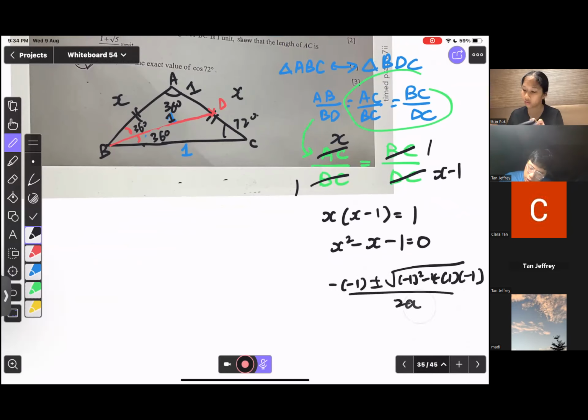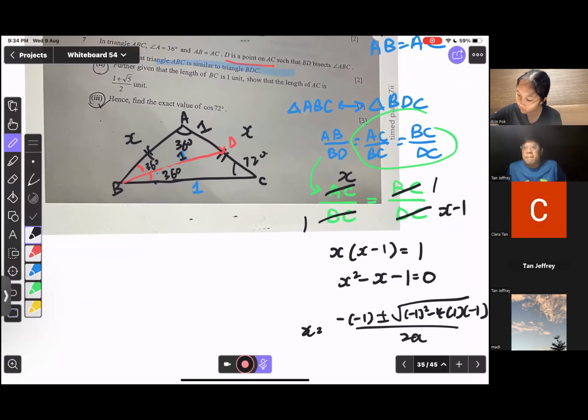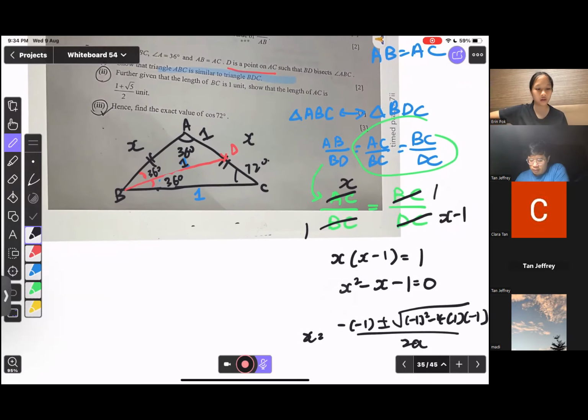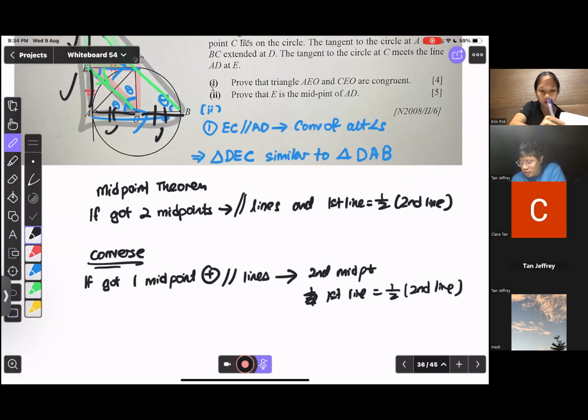Over 2A. I think you should get an answer from here. Okay, I got it. Then part 3. Part 2, I know how to. Yeah, it's just cosine rule. It's so obvious they put cosine there.